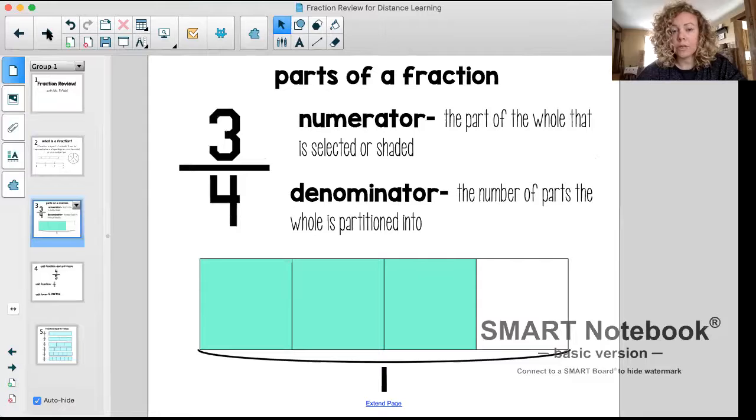Parts of a fraction. Here you're going to see some words that look familiar from our word wall. We have a numerator and our denominator. Our numerator is our top number. That's the part that is selected or shaded. So here we see the number 3, and down here we see 1, 2, 3 parts that are shaded. The denominator is the number of parts the whole is partitioned into. In this case, it's 4. These are fourths. So we have 1, 2, 3, 4 parts make one whole. This bracket down here shows us that everything here is equal to one whole. So these are fourths. 3 fourths are shaded.